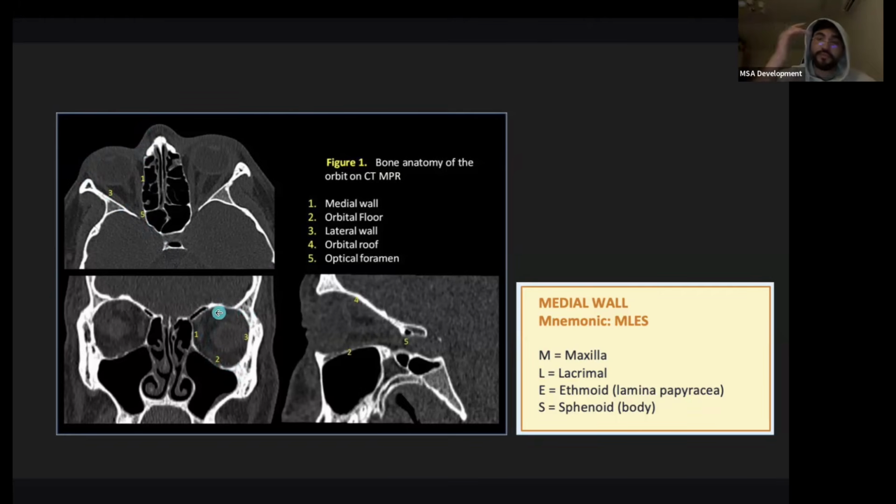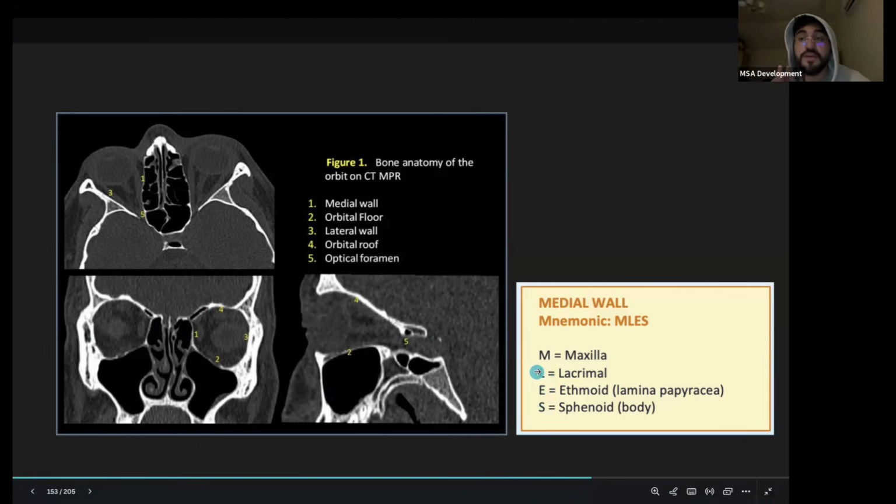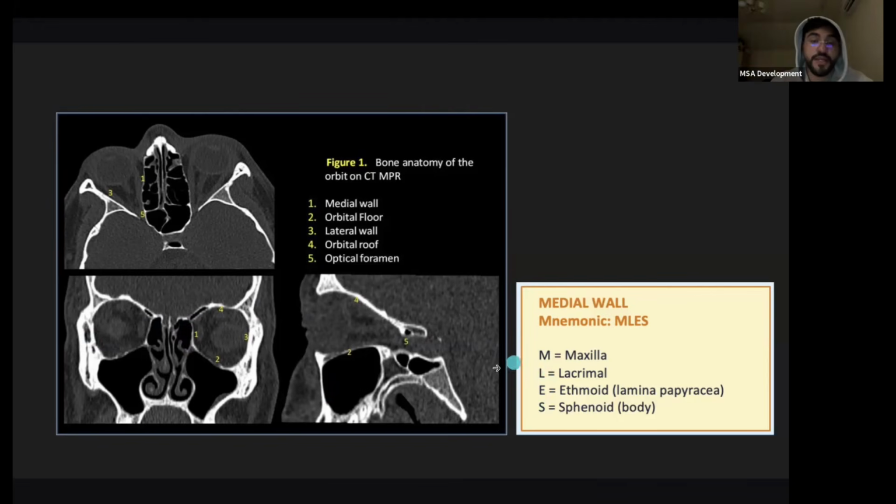All right, so if we refresh, what makes my orbital roof? Frontal bone, lesser wing of the sphenoid. What makes the floor? The maxilla, the zygomatic, right? The hard palate as well. Okay, and what makes my medial wall? So it's going to be the maxilla, the lacrimal bone, ethmoid, which is the lamina papyracea, and the body of the sphenoid, MLES. Okay, very, very high yield. Okay, so you expect a question, they can ask you about it.